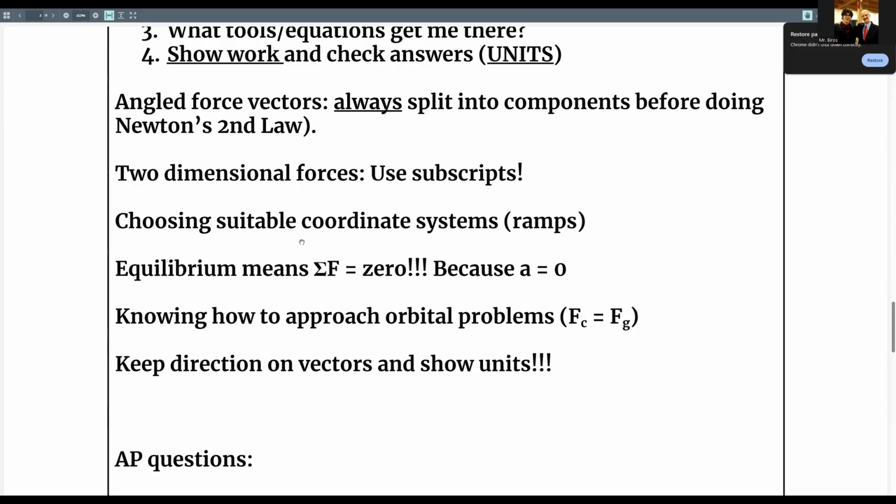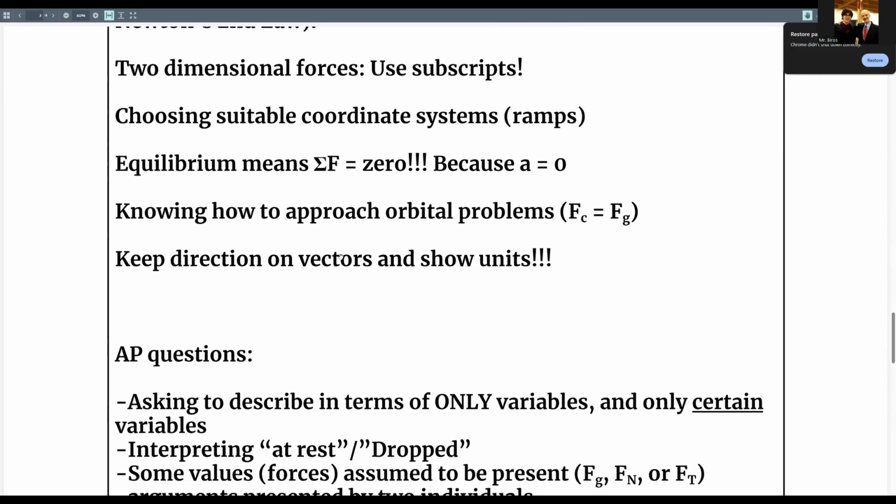Equilibrium means the sum of forces is zero and you have no acceleration. In orbit problems, centripetal force is just that force of gravity with universal gravitation. All your vectors, like tangential velocity, tangential acceleration, any force is a vector. Velocities, if they show up, are vectors, right? So keep direction on all your vectors and show your units.